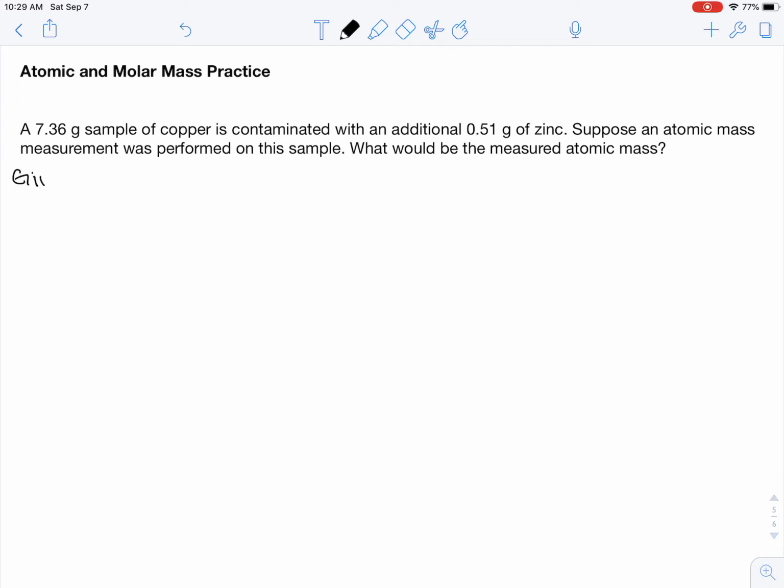So there's a sample, 7.36 grams of copper, and it's contaminated with 0.51 grams of zinc. A measurement was done to figure out the atomic mass of the entire sample, including this contamination. You want to figure out what that is. So you want the measured atomic mass.